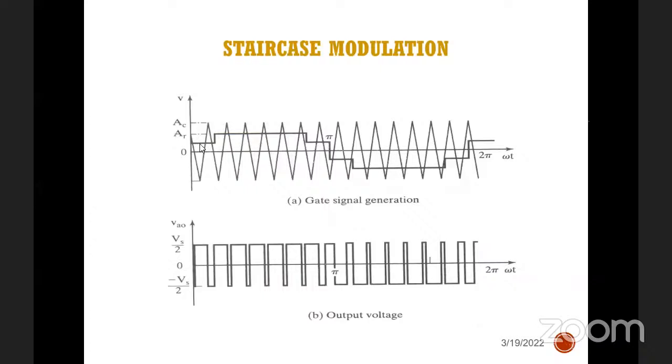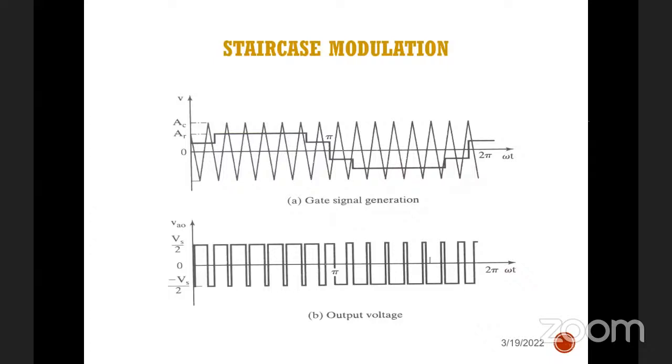And this is the carrier signal and reference signal, which we are going to take like a staircase. Same thing, whenever this carrier signal magnitude is greater than this, we are going to get the pulses. So this is the output voltage, with the positive side and the negative side, and we get some X value of the THD. So these are all nothing but the basic pulse width modulation techniques.